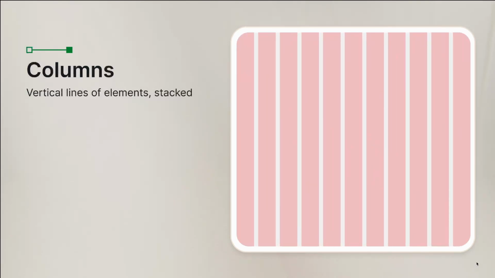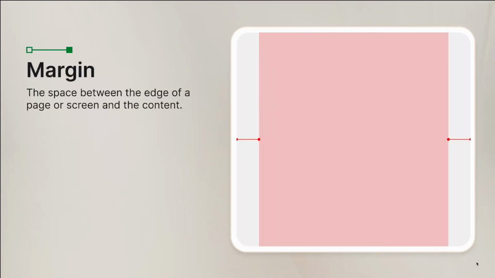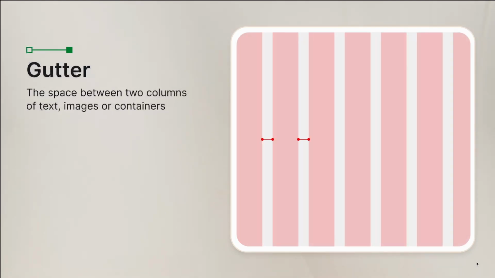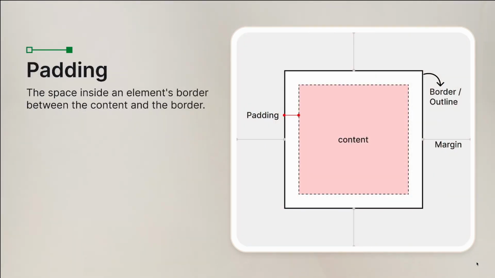Rows, horizontal lines of elements stacked. Columns, vertical lines of elements stacked. Margin, the space between the edge of a page or screen and the content. Gutter, the space between two columns of text, image, or containers. Padding, the space inside an element's border between the content and the border.